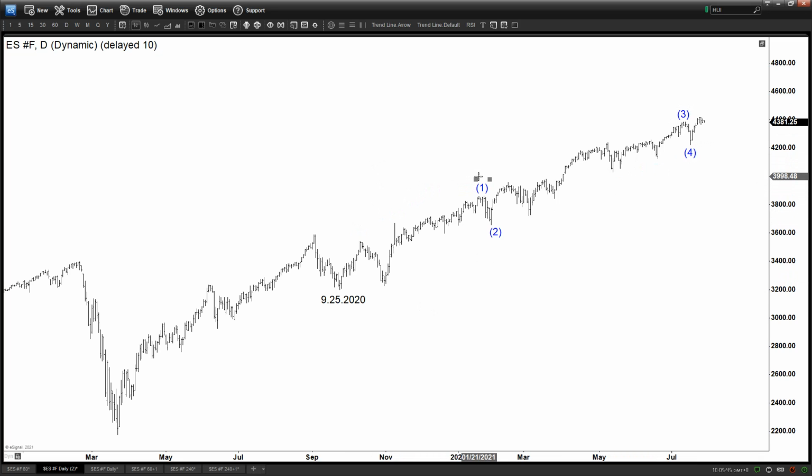But I think one thing we need to take into consideration, despite the possibility that we might be ending a larger degree and do a bigger pullback, is to ask yourself the question: we've been going non-stop to new highs since 2008. Why would you want to call a major top every single time? Why would you do that, right? When the probability is always going against you, you need to go with the trend.